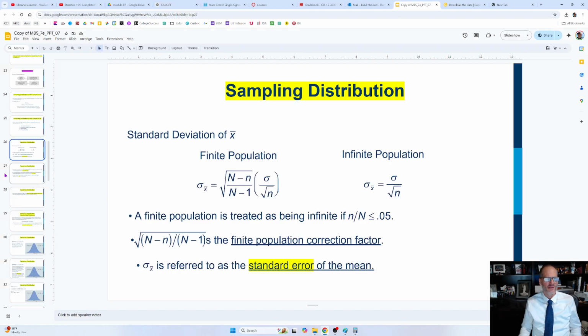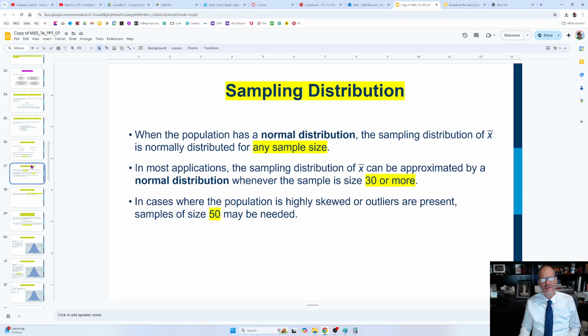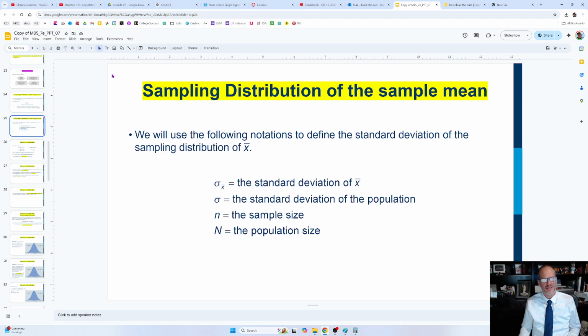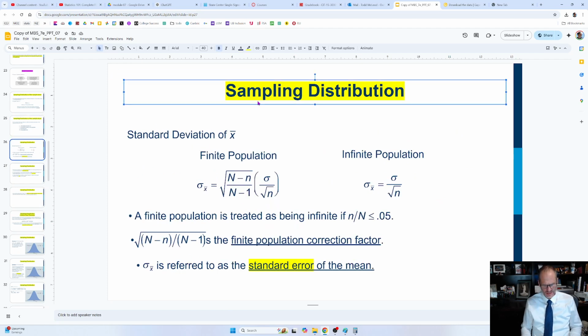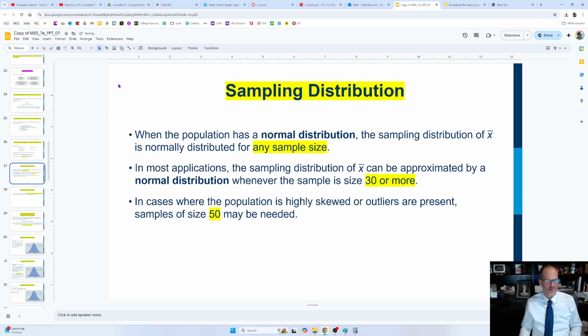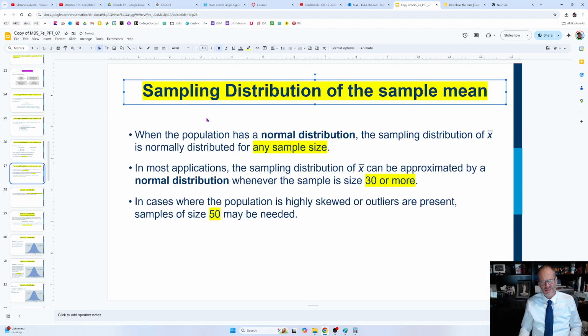So it's kind of like reality within reality, statistics on our statistics. So that's standard error of the mean. It's the standard deviation of the sample mean that we're doing. And remember, we're talking here about the sampling distribution of the sample mean.